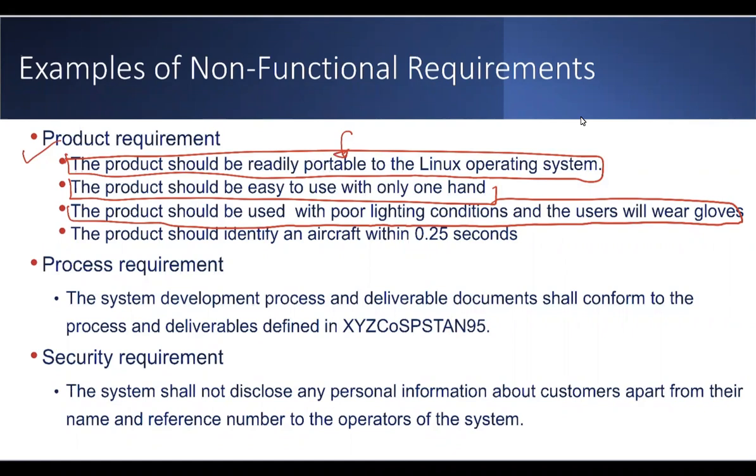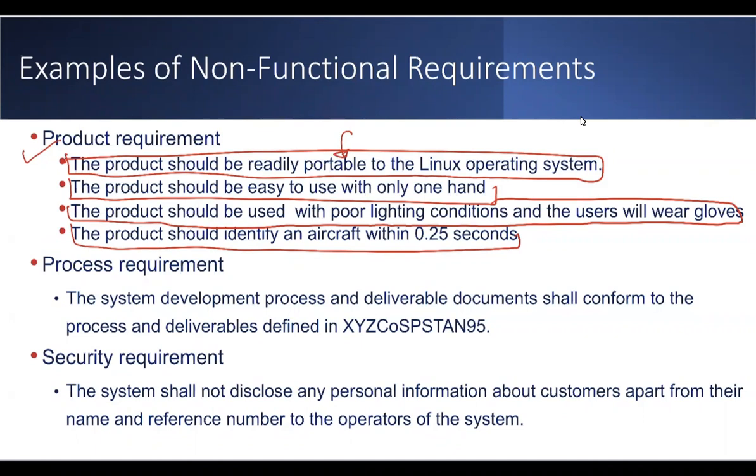Let's look at the next one. We are talking about a product that can identify an aircraft within 0.25 seconds. So this is the response time of a system. The response time is a characteristic or property, which is not a function of the system at all. It's just a property or characteristic. So this statement is a non-functional requirement.